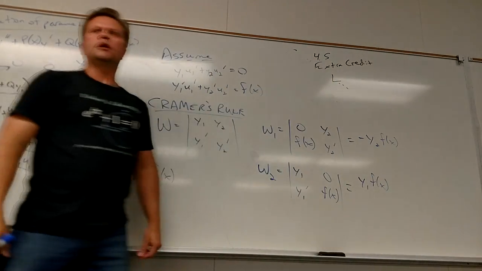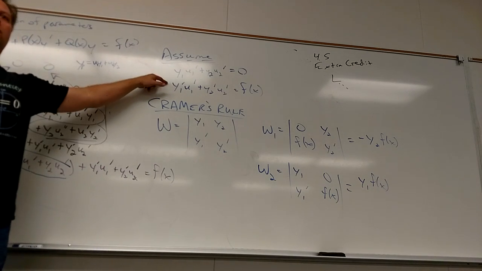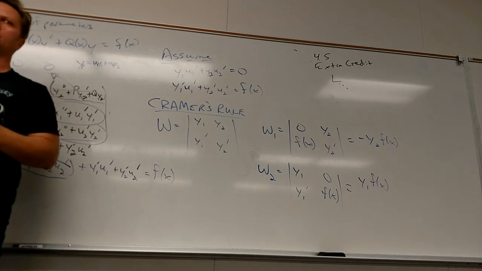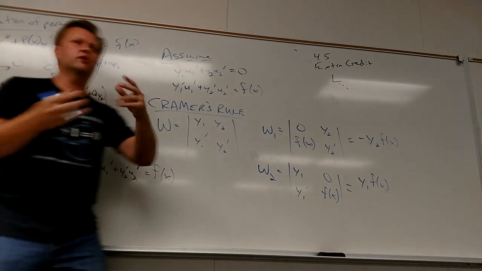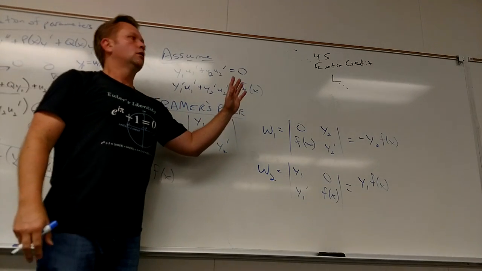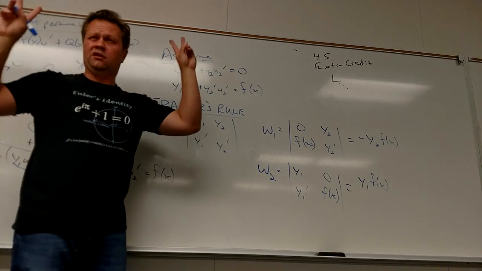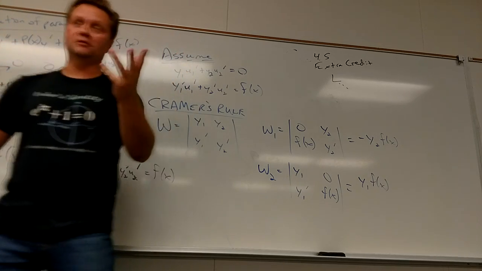Okay. And finally, from the system of equations, what are the 2 things we're trying to solve for? U1 prime and U2 prime. Those are my variables, right? My functional variables. All right.